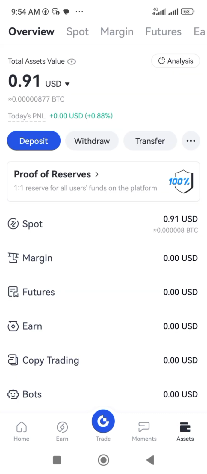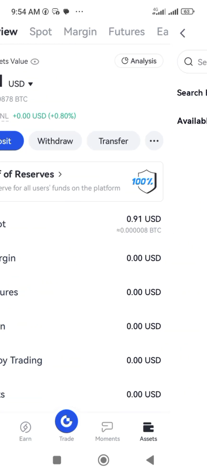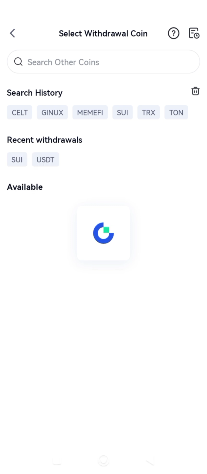After having this, another thing you need to do is go to assets. But before you do everything, you need to check the network you are transferring to, you need to check the fee, and you need to check if deposit or withdrawal is available. Okay, so after everything, you now come down here to withdraw.